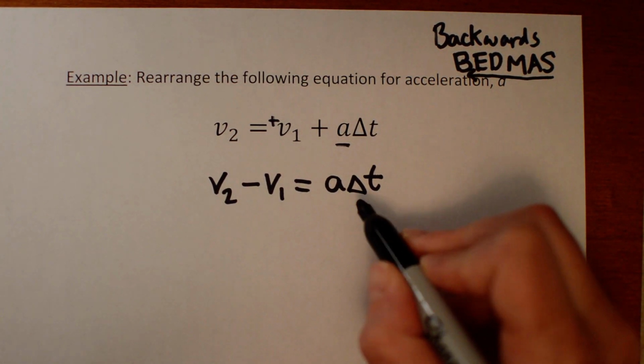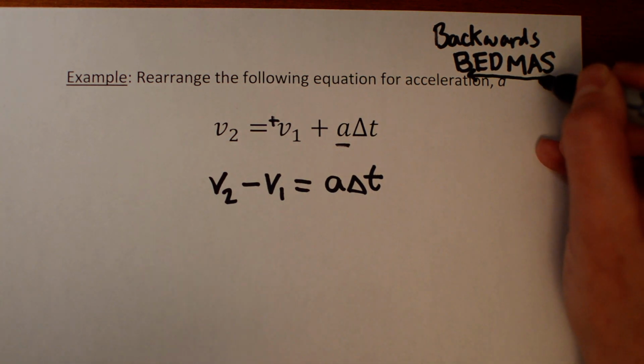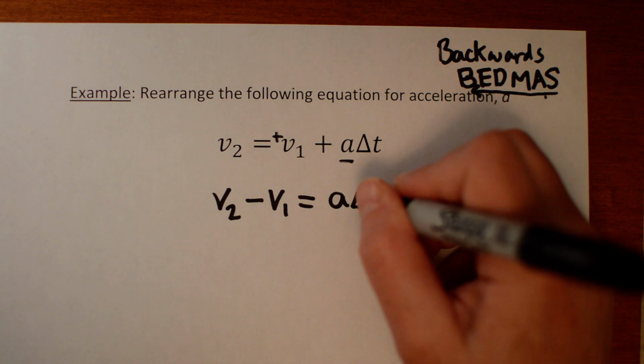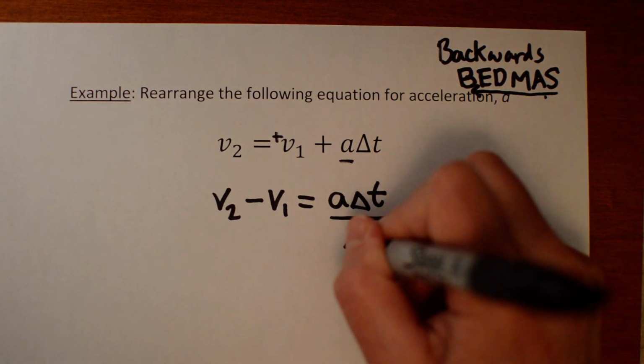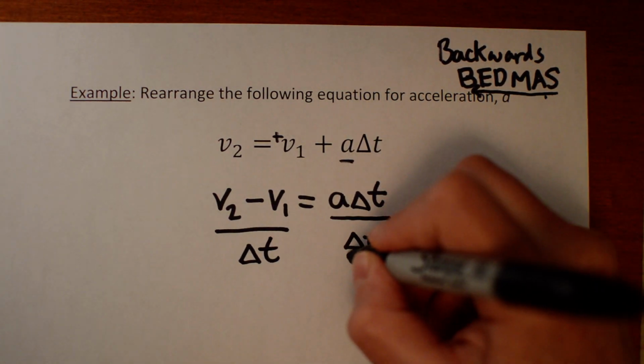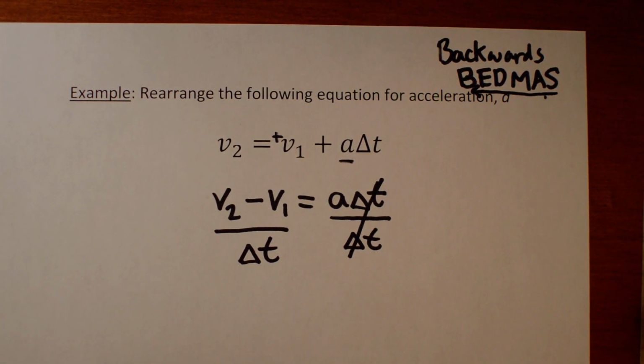The delta t here is being multiplied, so now I'm moving from the adding and subtracting part of my backwards BEDMAS to the division and multiplication. So to get rid of delta t, it's being multiplied, I want to do the opposite. I'll divide both sides by delta t. Make sure you divide the entire side by delta t there. That cancels out my delta t, and I have acceleration on its own.